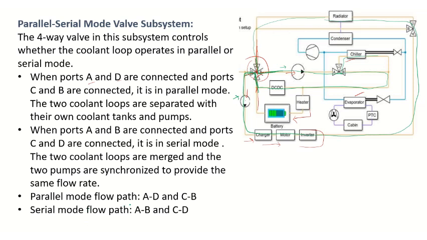So the parallel mode flow path is A D, and C B, right? And in the series mode, A B and C D. So this is the series mode here.